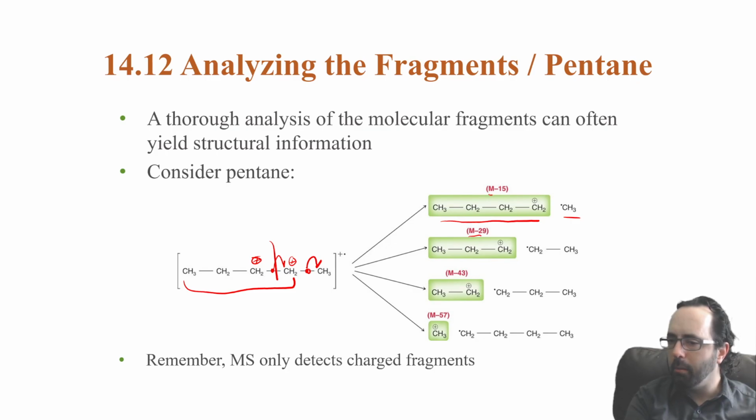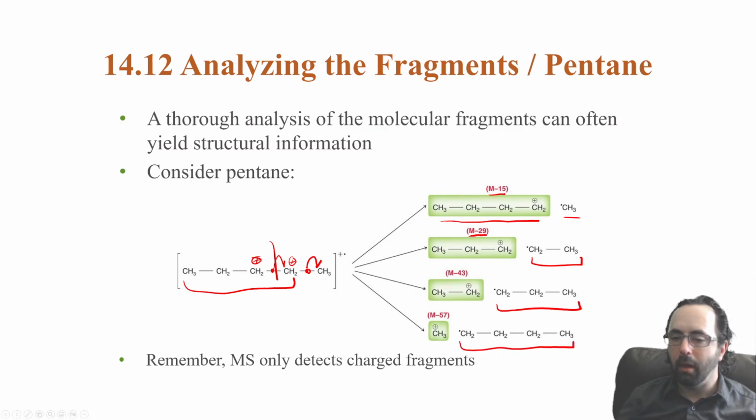So you want to be looking for M minus 15, loss of methyl. M minus 29, loss of ethyl. M minus 43, loss of propyl. And M minus 57, which is the loss of butyl. Remember that the mass spectrum only detects the positively charged fragments. So this would have mass 15, mass 29. So that would be the complement here.